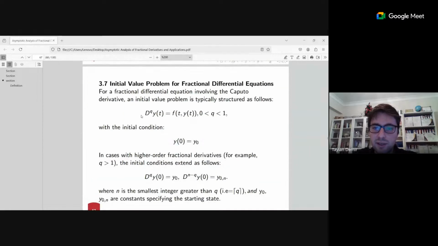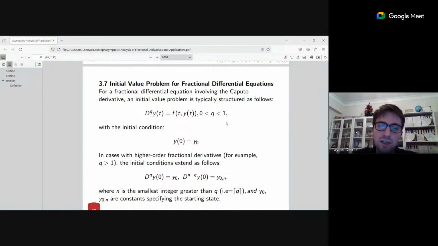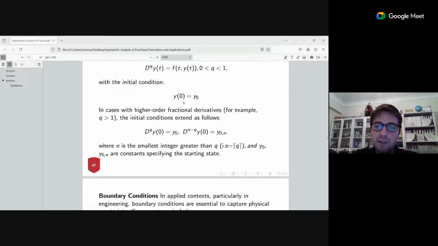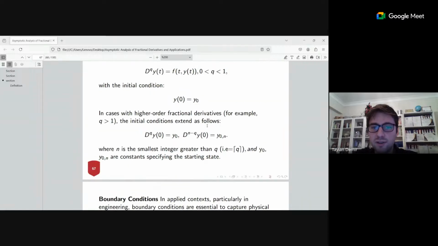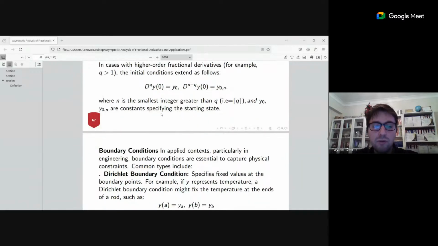And this part is about the initial value problem for fractional differential equations. Similarly, these are differential equations involving the Caputo derivative and an initial value problem. It is typically structured as follows. And y(0) = y_0 is the initial condition in this differential equation. In cases with higher order fractional derivatives, for example q greater than 1, our initial conditions extend as follows. And we need to know that n is the smallest integer greater than q, and y_0 and y_{0,n} are constants specifying the starting state in this part.